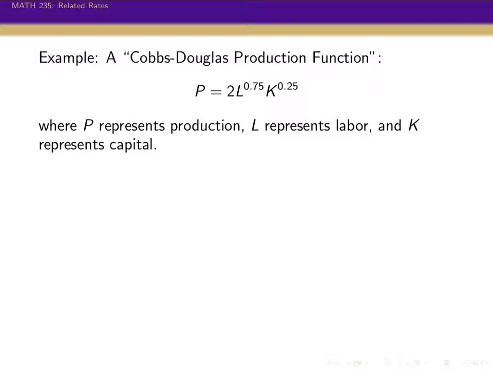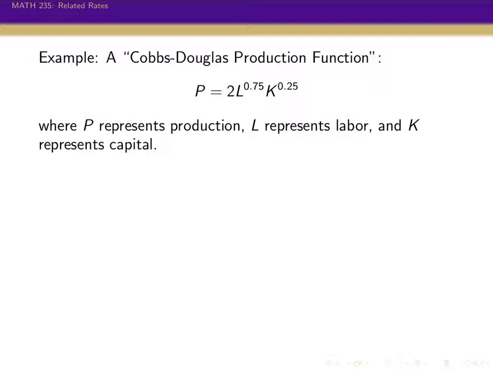So Cobbs and Douglas, one was a mathematician and one was an economist, and they were working in the first half of the 20th century, and they found, looking at a bunch of data of countries, that they could model the country's production, their GDP, if they knew what the labor and the capital was, and it was modeled by this type of equation, which is now called a Cobbs-Douglas equation or Cobbs-Douglas production function.